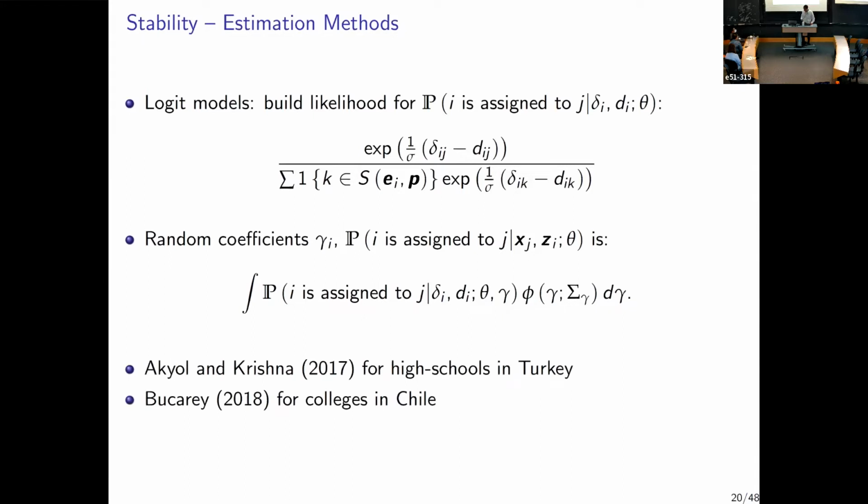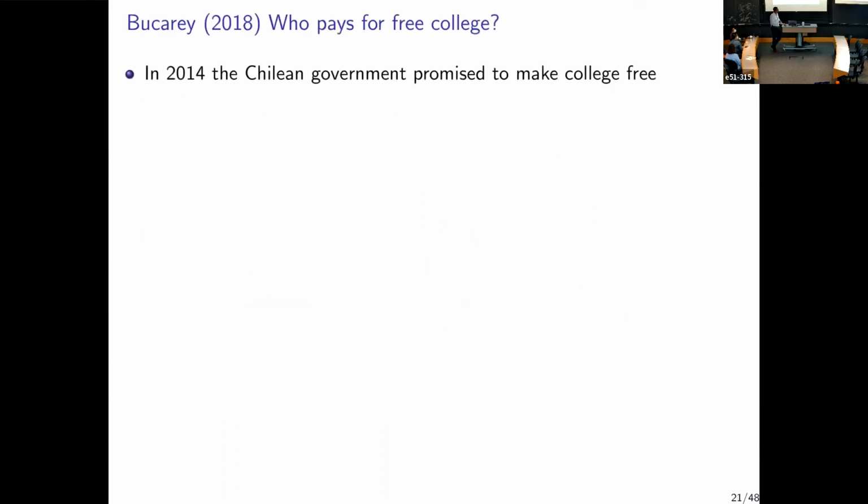Okay, so there are two papers that apply this method. One is Akyol and Krishna 2017. There are more. Another one is Alonso Bucarey 2008 for colleges in Chile. I'm going to talk about this one a little bit just to give you an idea of the things that people did.